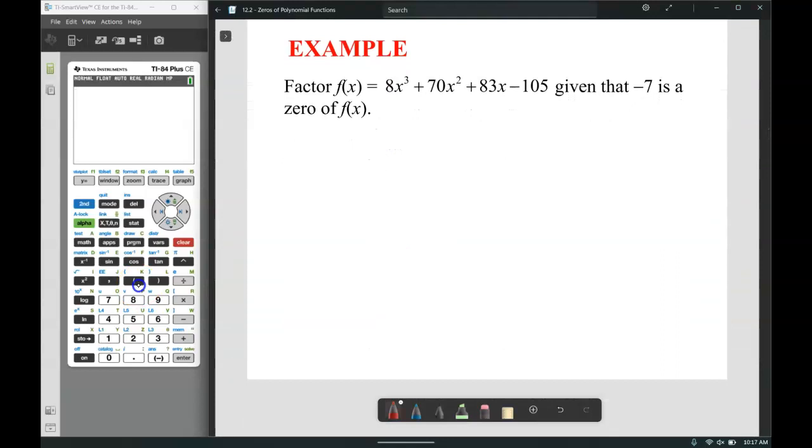Now what we're going to do is factor this cubic polynomial completely, given that -7 is a 0. So since they told us one of the zeros, we know that if we do our synthetic division using -7 as our k value, we're going to get a remainder of 0. It has to happen. So we'll use that as a way to check to make sure our answer is correct. So we'll set up our synthetic division. And then something really neat is going to happen after we do it.